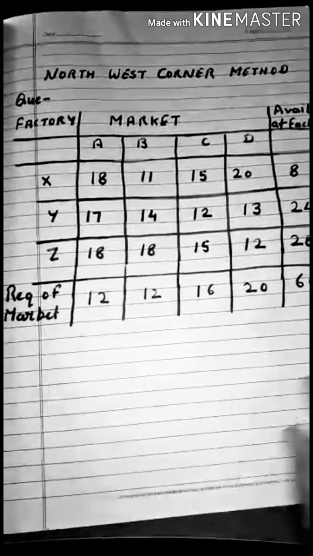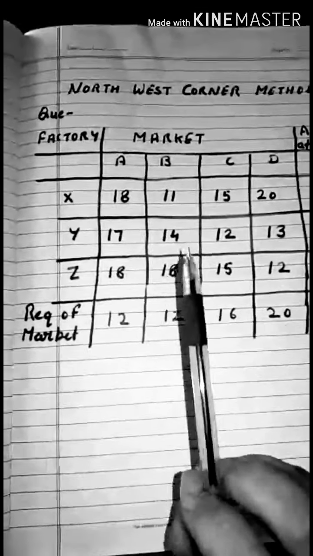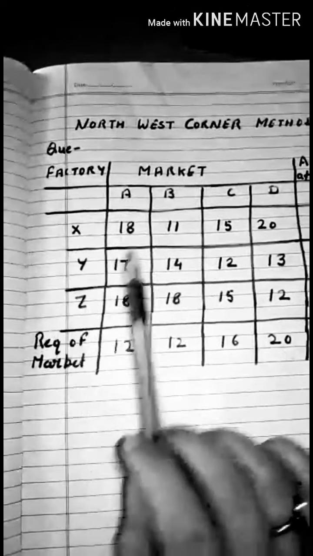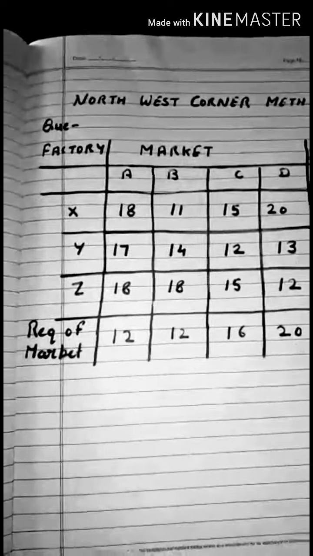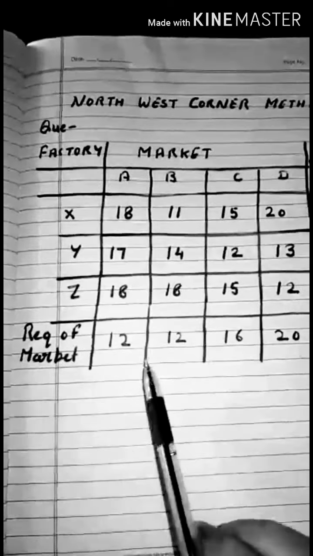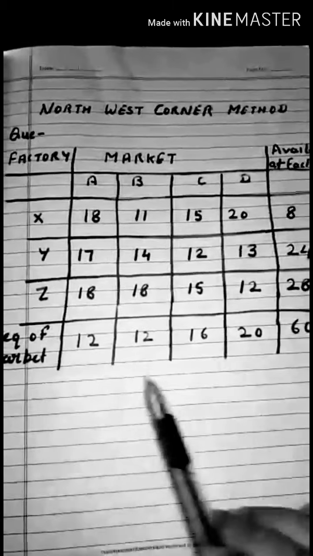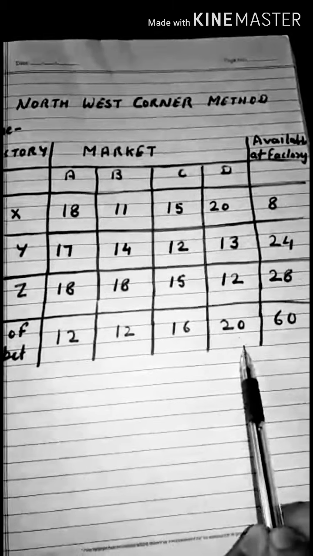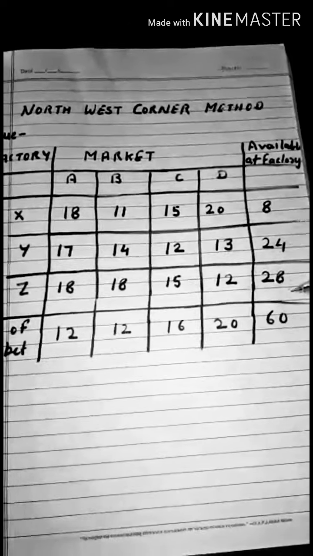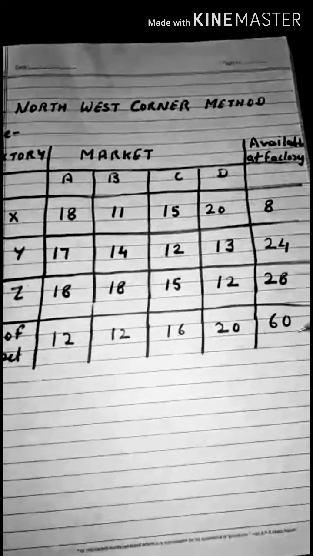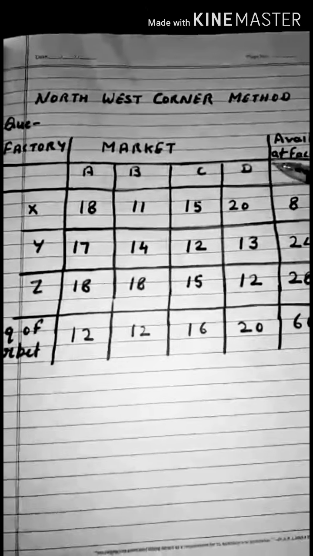This is the question of northwest corner method. In this problem, there are three factories and four markets. Each factory has supply and each market has some demand. First of all, we have to see that the total demand of all markets and the total supply of the three factories should be equal. If there is a difference in the total, we have to create a dummy table.